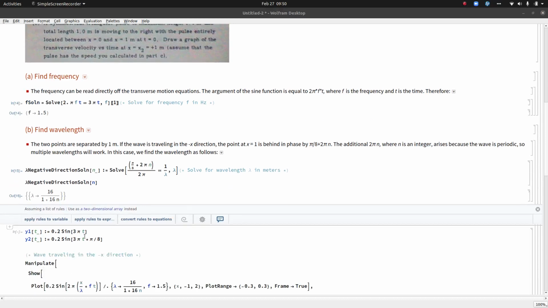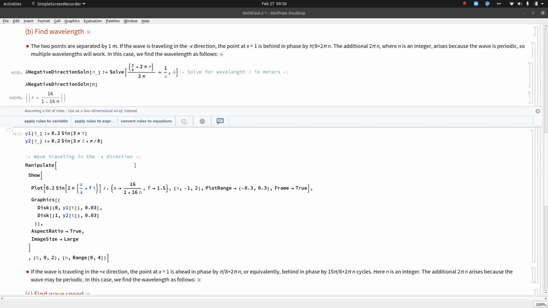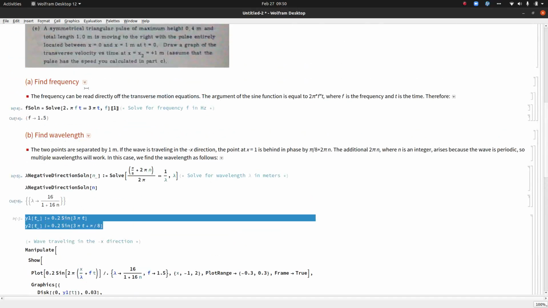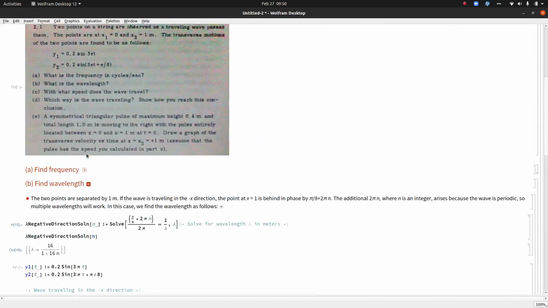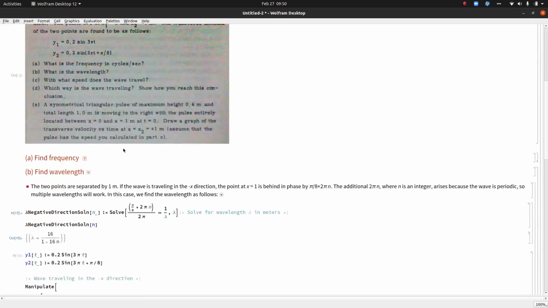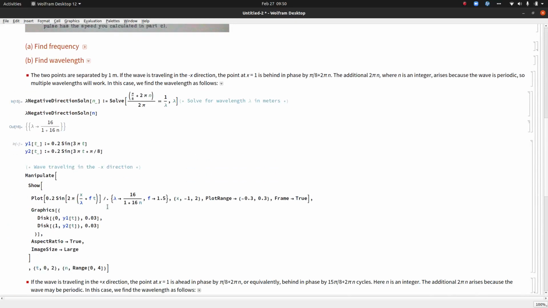So let's actually show that that's really what's going on here. I'm going to do that by creating two points, y1 and y2 of t, which are just given by the functions defined in the problem. So 0.2 sine 3 pi t, 0.2 sine 3 pi t plus pi over 8.